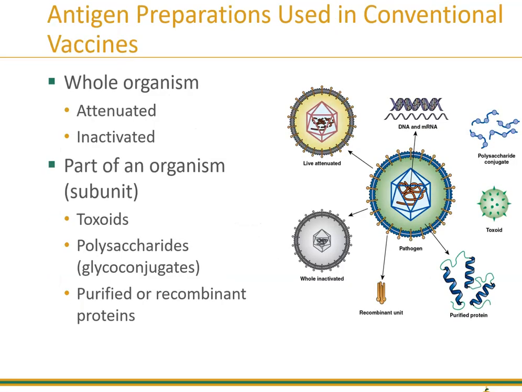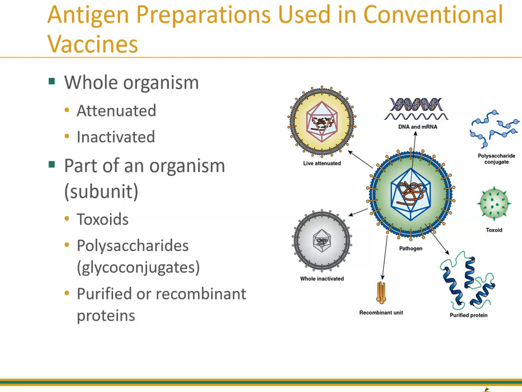So for a conventional, run-of-the-mill type of vaccination, how do we prepare our antigen? You can get the whole organism itself and attenuate it. So it's live attenuation, like we said, with temperature, growing it multiple times to weaken its virulence. Or you can inactivate it with different kinds of chemicals, which we'll talk about in a little bit. Or you can use part of an organism. This is considered a subunit vaccine.